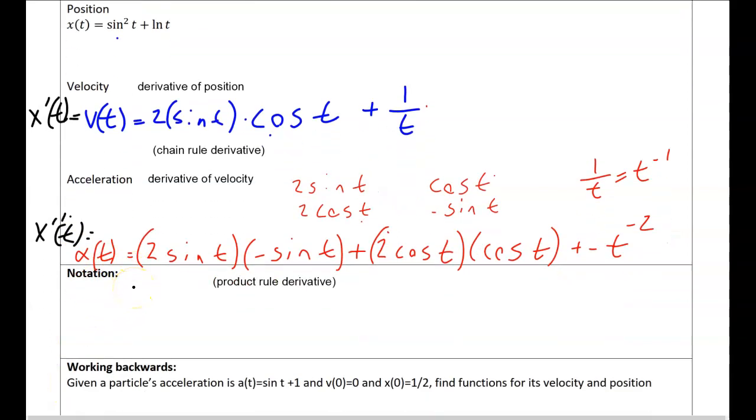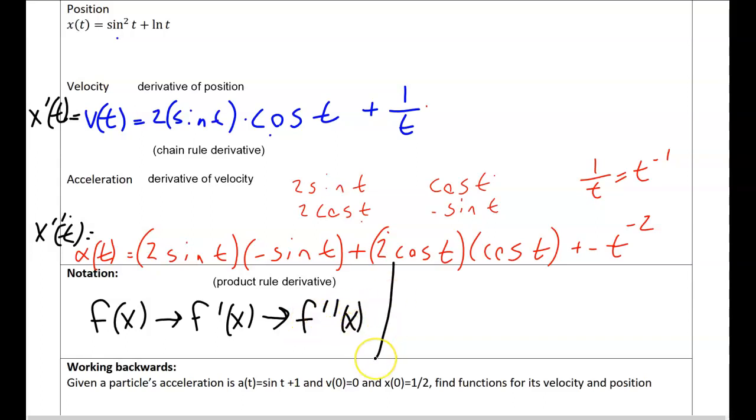So we have prime notation. So f of x becomes f prime of x becomes f prime prime of x. Or we have this, which is called Leibniz notation. We have y becomes dy dx. And you've seen this before a little bit. And dy dx, the derivative, becomes, for whatever reason, d2y over dx squared. You don't need to really understand that notation. You just need to be able to recognize it and read it.